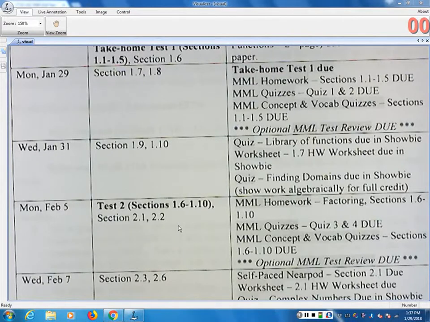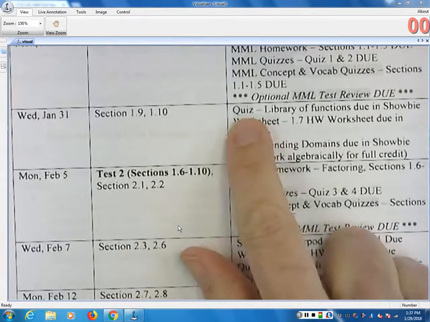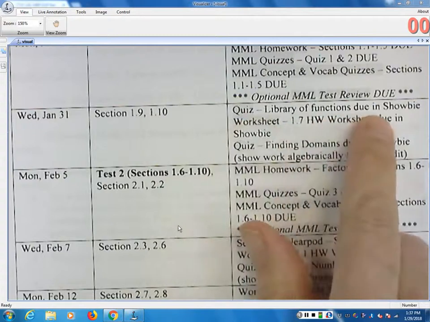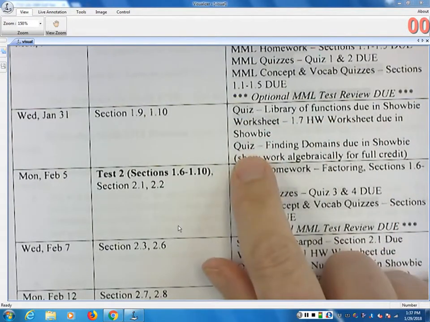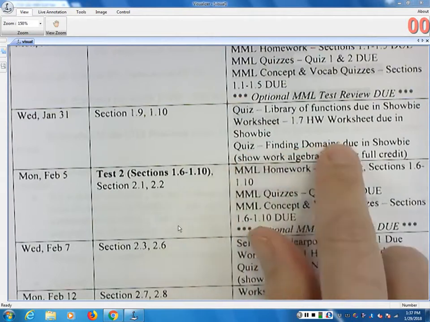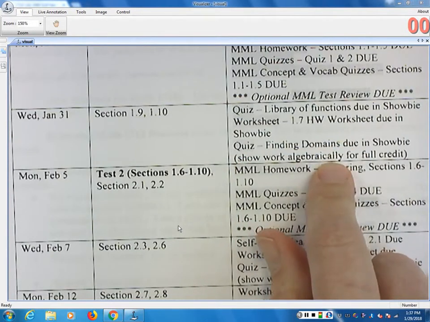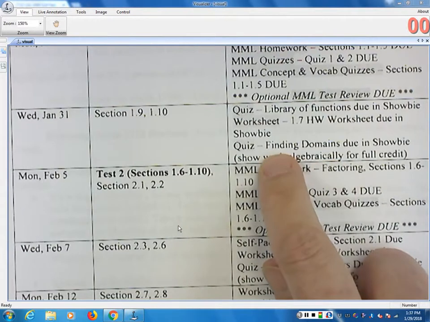Okay, so for next time in Schoology we have library functions quiz due, the 1.7 homework worksheet due in Schoology, and the quiz on finding domain due in Schoology. Show your work algebraically, and we'll go over how to do that as we cover section 1.7.